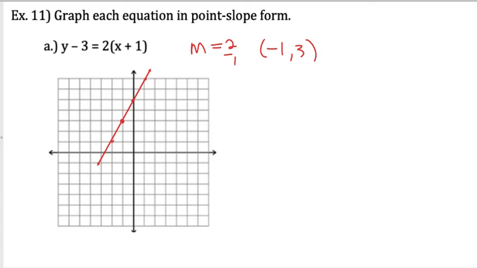So we have 2 more examples. If you would hit pause and try both of those examples and then hit play when you're done, we'll check and see how you did.